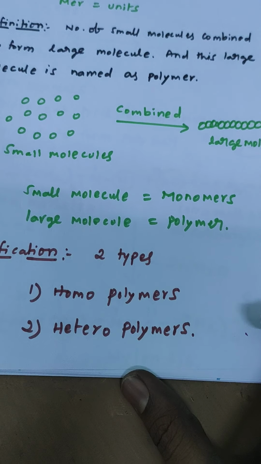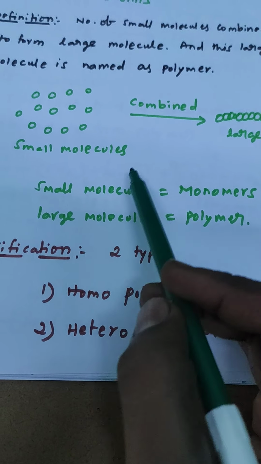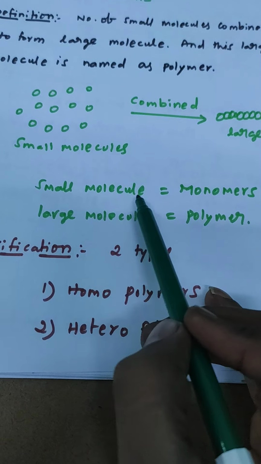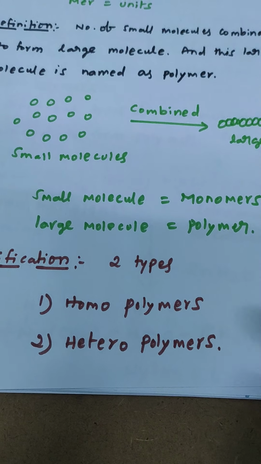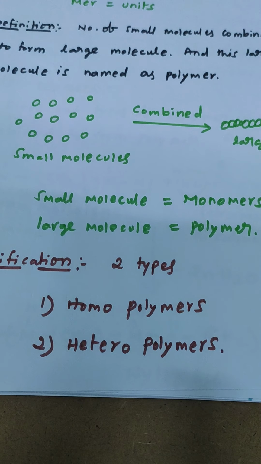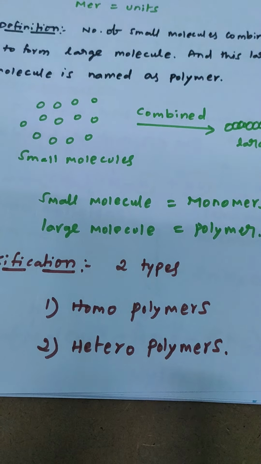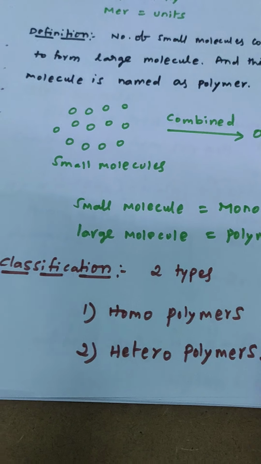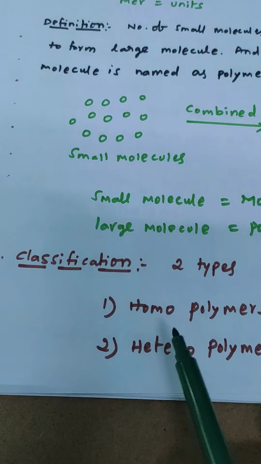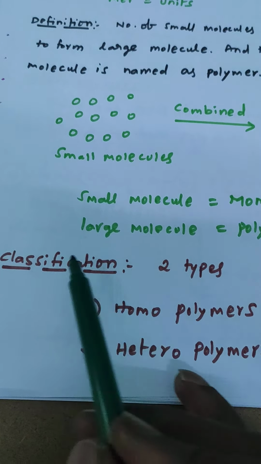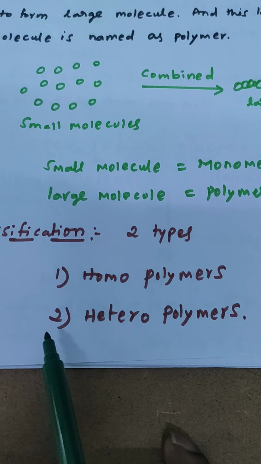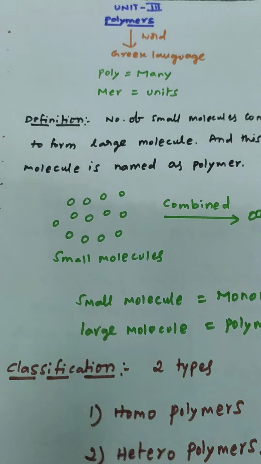Now we are going to enter the pure syllabus. In chemistry, small molecules are called monomers and the large molecule is called a polymer. So monomers are small molecules and polymers are large molecules. Classification of polymers: polymers are classified into two types, one is homopolymers and the other is heteropolymers.